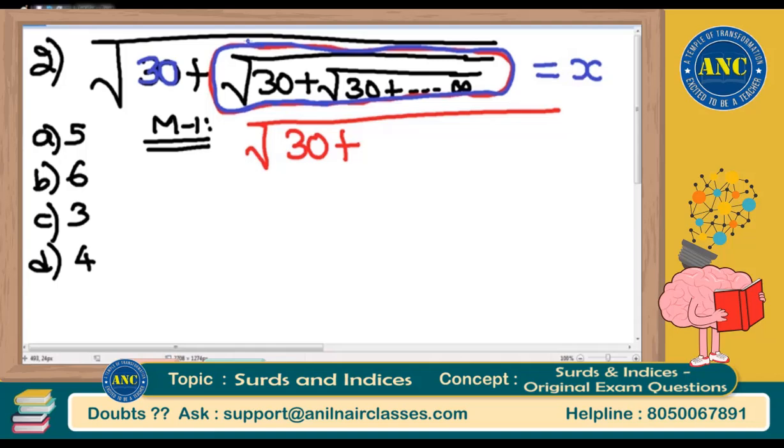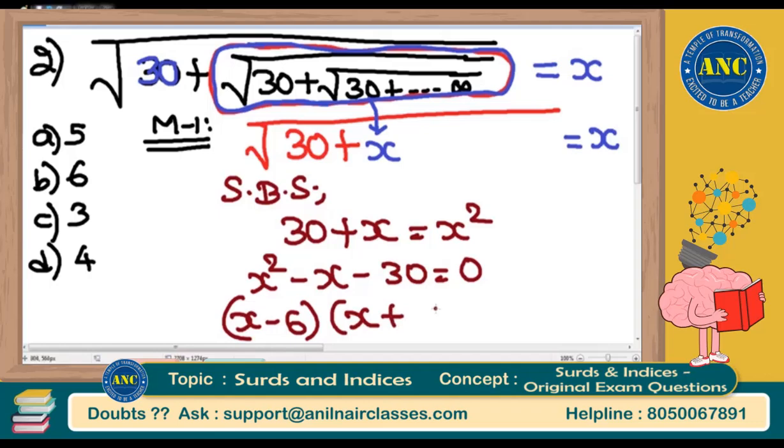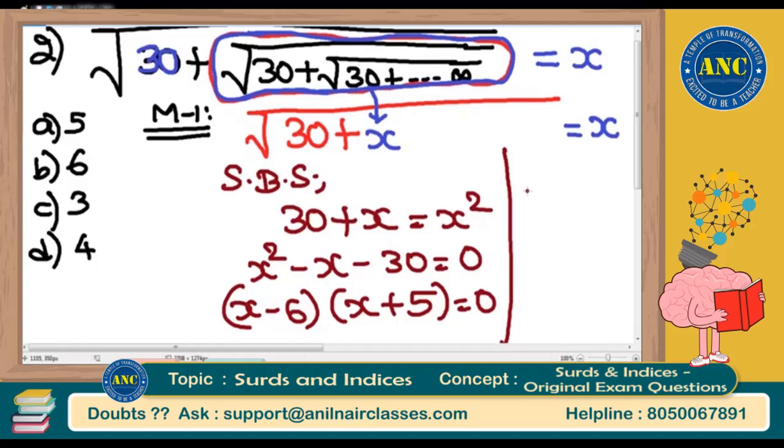There is no difference, right? There will not be any difference. So this entire thing I will put back as x itself. This is nothing but x on the right hand side, but I don't like to work with square root. If I square it on both sides, this becomes 30 plus x is equal to x square. X square minus x minus 30 is equal to 0. If I factorize it, it becomes (x minus 6)(x plus 5) is equal to 0. This gives me finally x is equal to 6 or x is equal to minus 5.